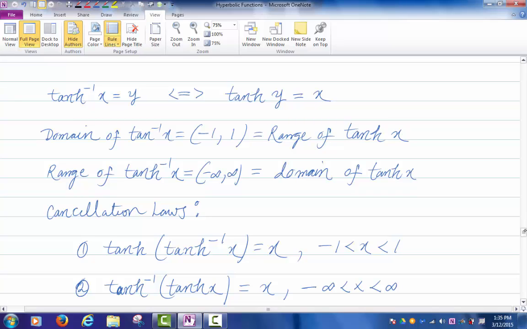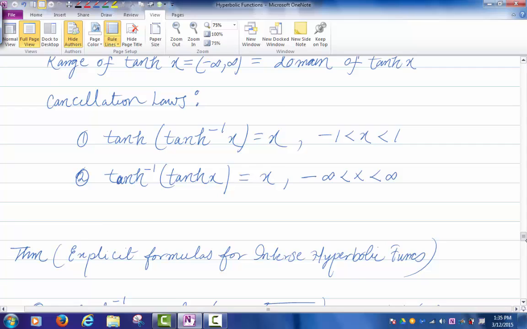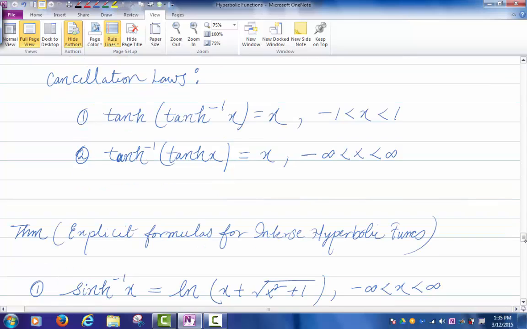What's the range of hyperbolic tangent inverse? It is -infinity to +infinity, because that's the domain of hyperbolic tangent of x. Anytime I have two inverses, the composition of the two in any order will give you the identity function.